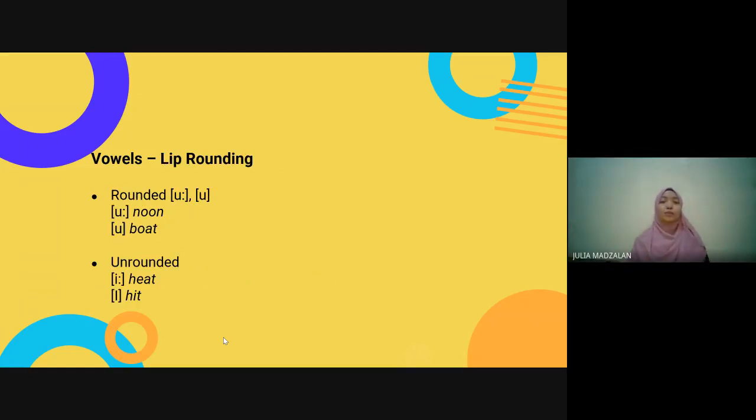Alright, and then there's also lip rounding, the third characteristic for us to describe our vowel sound. So we have a rounded sound, which is oo and oo. Whenever you see the colon after a letter, that signifies a long sound. Dan dia hanya muncul untuk vowel sahaja. Oo and oo. Contoh, noon and boat.